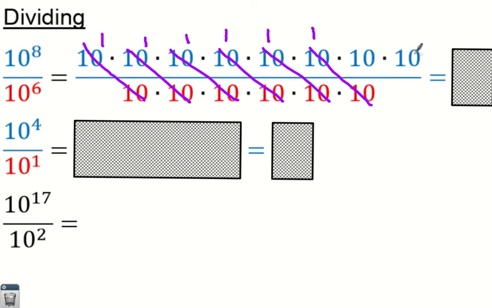And so what you're left with after all the canceling is 10 times 10 in the numerator. And so what's 10 times 10?